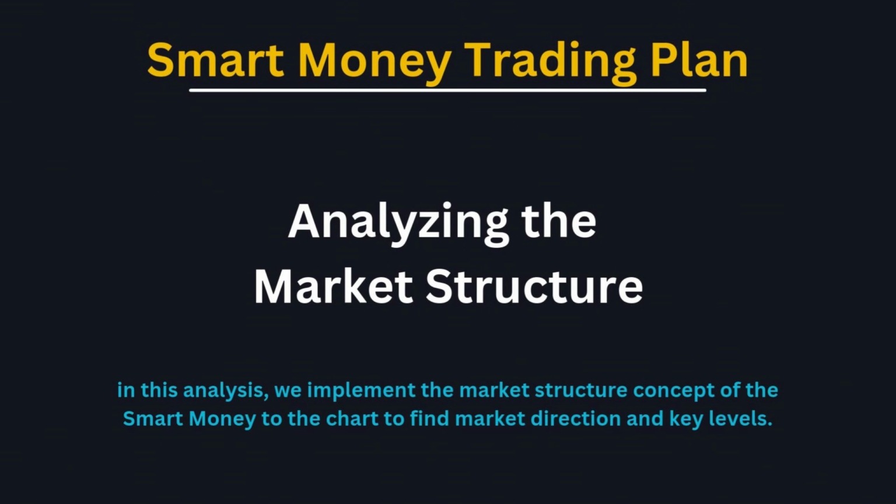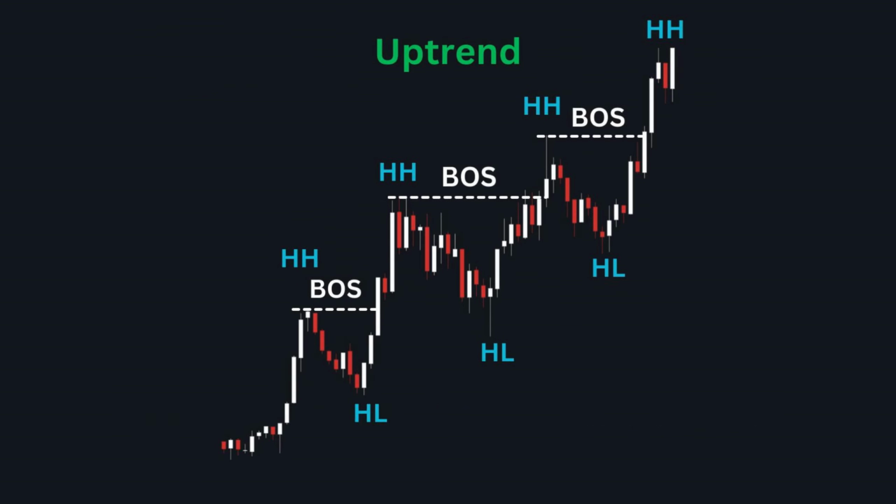And in this analysis we implement the market structure concepts of smart money to the chart to find the market direction and key levels. When I say direction, it means we have 3 types of market trends. First, we have the uptrend, where price continuously makes higher highs and higher lows, creating a series of breaks of structure to the upside. So when the market is in an uptrend, we always look for long opportunities, because it increases the chance of success.